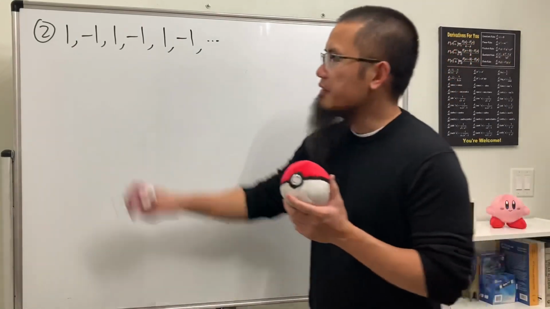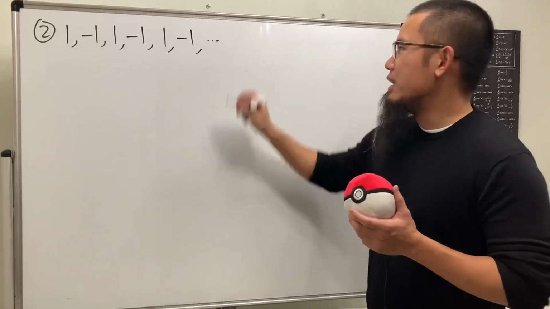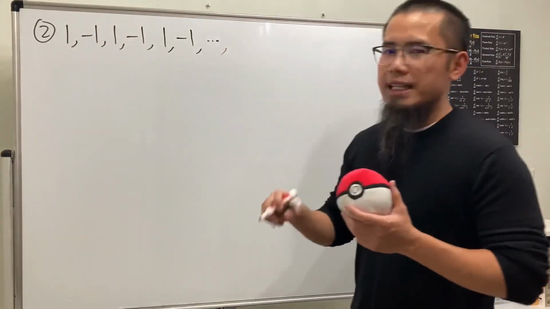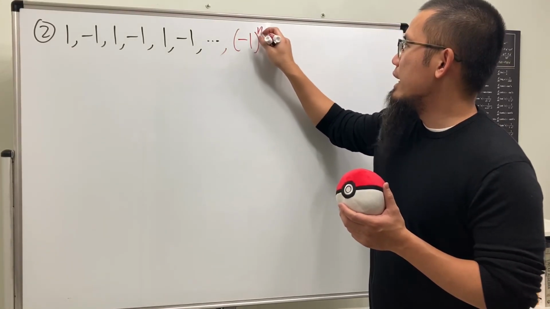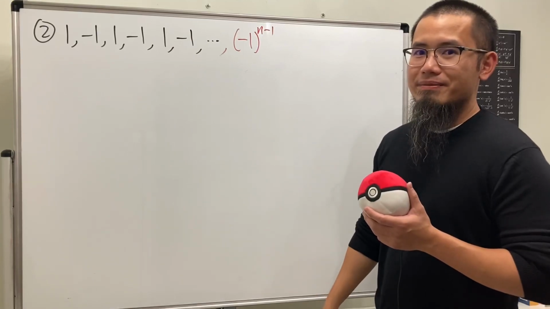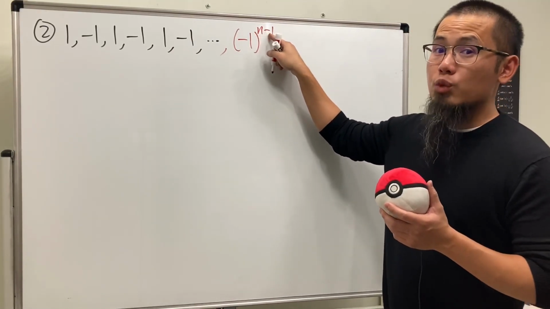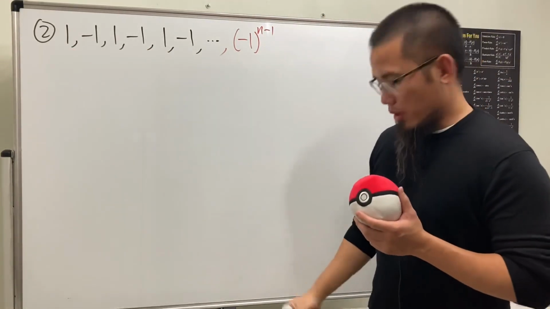So this right here is it. For number 2, we have 1, negative 1, 1, negative 1, 1, negative 1, and so on. Let's find a formula for this first. Well, we want to start with positive 1 and it alternates the sign, right? So all we have to do is negative 1 raised to the n minus 1 power. That's it. Remember, n starts with 1. And you can also put down n plus 1 right here. That's fine. It will give you this sequence as well.